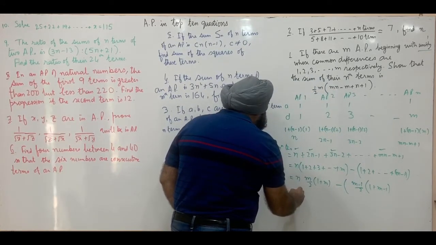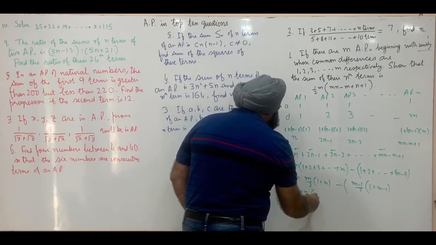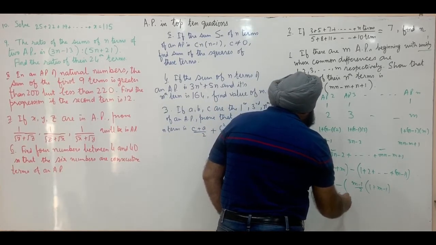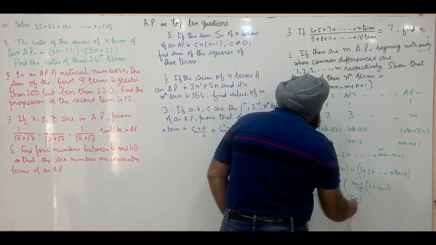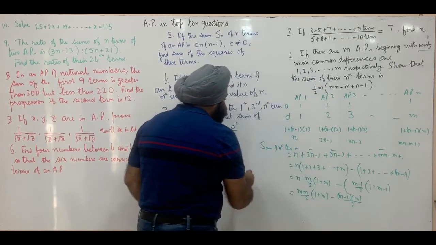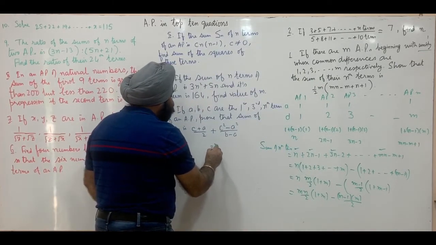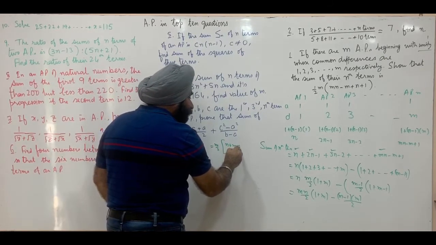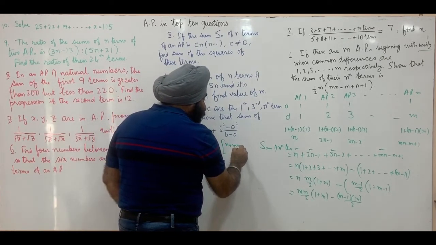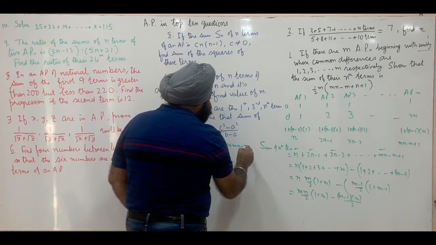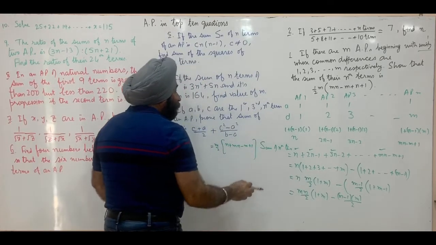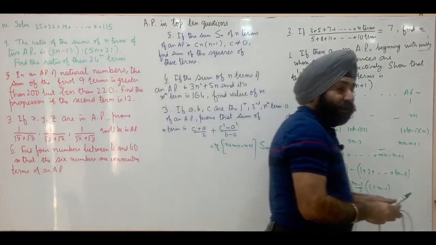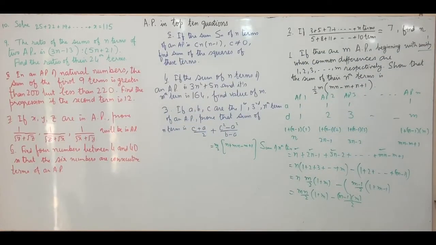This is m into n upon 2 into 1 plus m, minus m minus 1 into m upon 2. We can take m upon 2 common. It's n plus m into n, then we have minus m plus 1, and this is what we wanted to prove. Sum of nth terms is equal to the given expression.